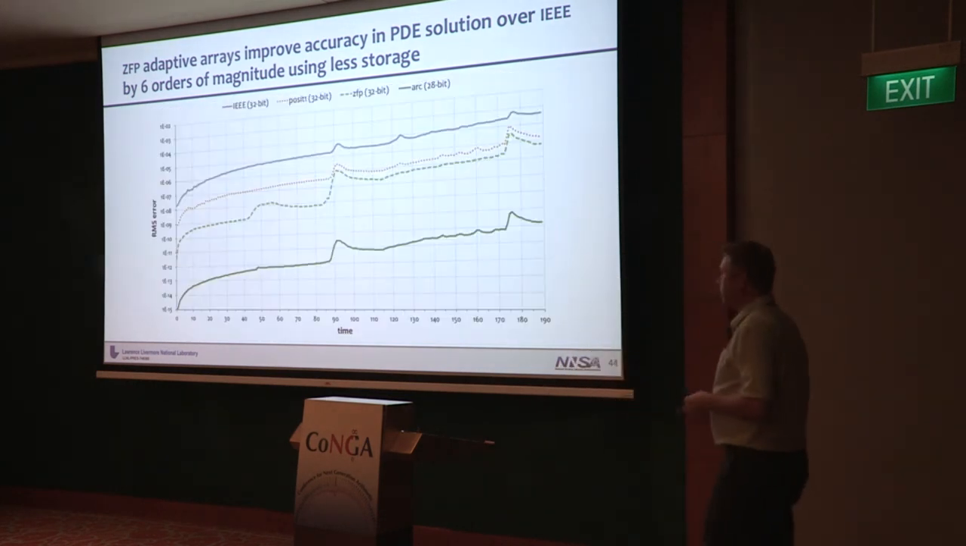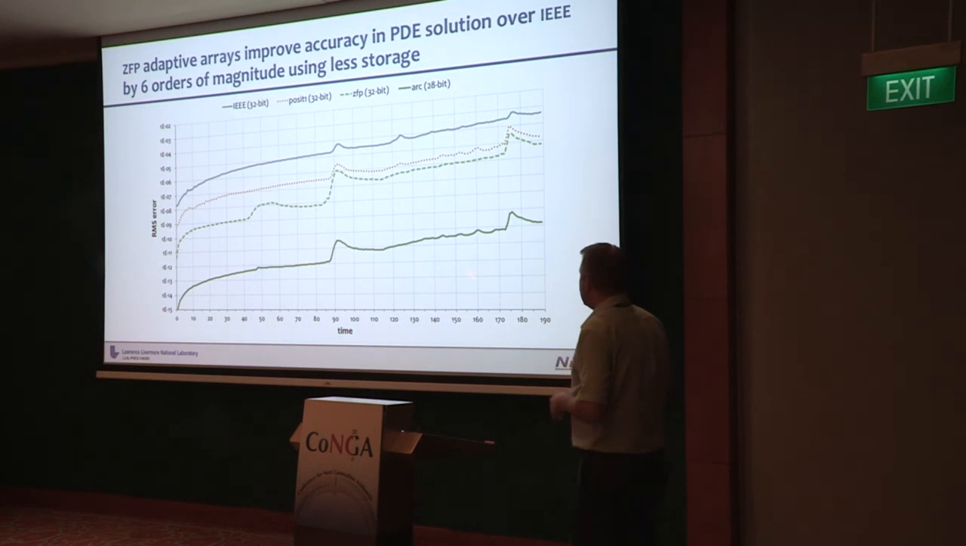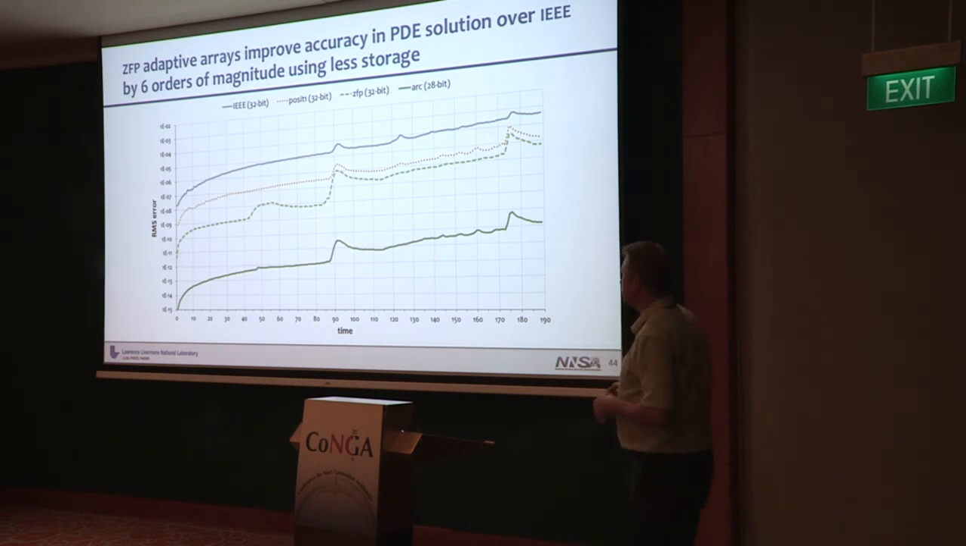And that's also, going back to this plot here, we're plotting the area and the density field over time. And what we're seeing is, once again, that using this new representation, we're almost steadily about 7 orders of magnitude better than IEEE using less storage.